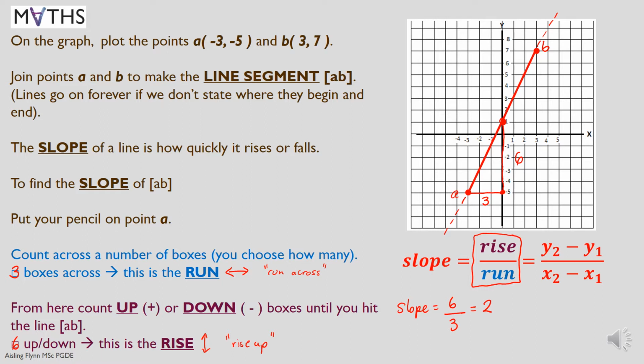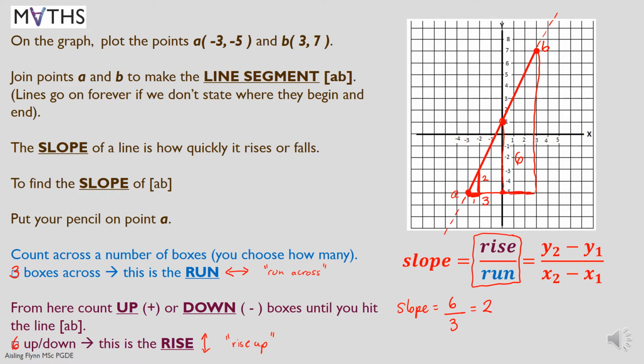Now what does that mean? It means for every box that you go across, so from A, if I go across 1 box, I rise up 2. Okay, so 1 is to 2. It was 3 boxes across, we go up 6. If we go 6 boxes across from A, we should go up 12. So 6 is to 12, and so on. Okay, so it tells us with every box across, how much does it go up. So every 1 box across, we go up 2 units.